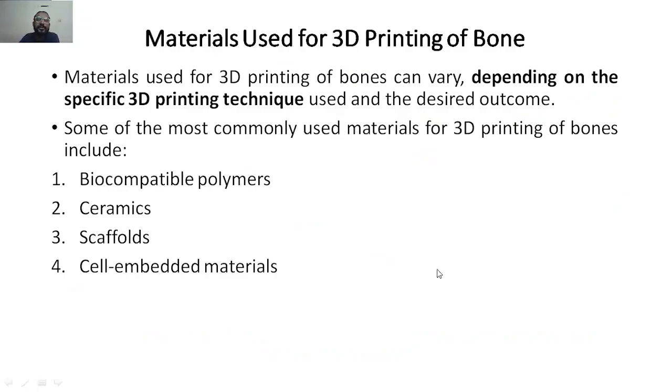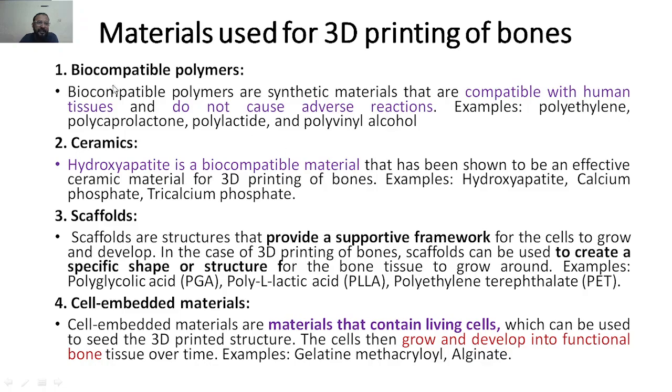The materials used for 3D printing bones vary depending on the specific 3D printing technique. We have biocompatible polymers, ceramics, scaffolds and cell embedded materials. Biocompatible polymers, as we discussed in the previous topic, should be compatible with human tissues and not cause any adverse effects. Examples are polyethylene, polycaprolactone, polylactide, and polyvinyl alcohol. These all come under biocompatible polymers as examples.